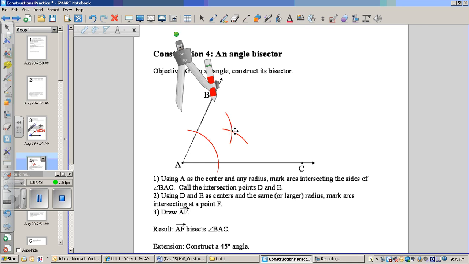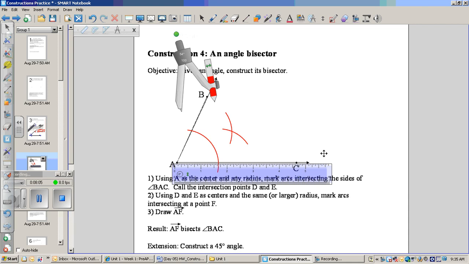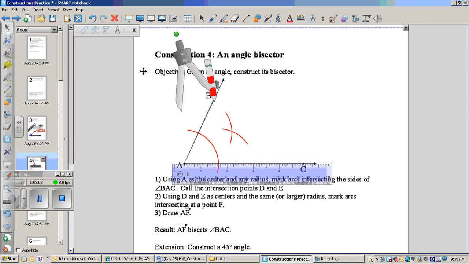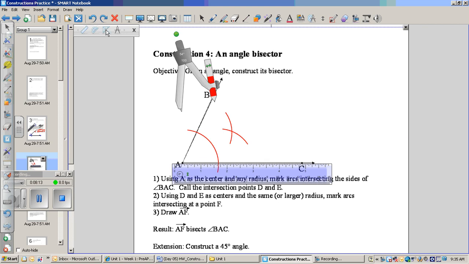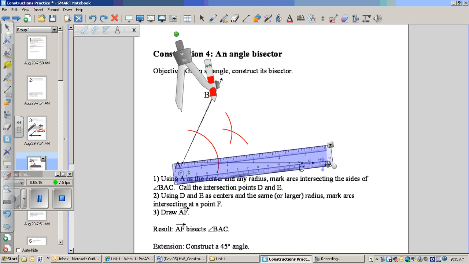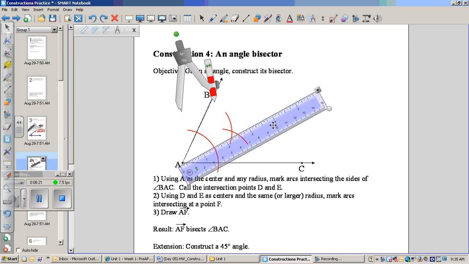Now you have this point. Who has an idea of what we're going to do next? How? Like putting your straight edge through the point. Exactly. Put your straight edge from point A through the intersection of your two new arcs. And you're going to connect it with a line.